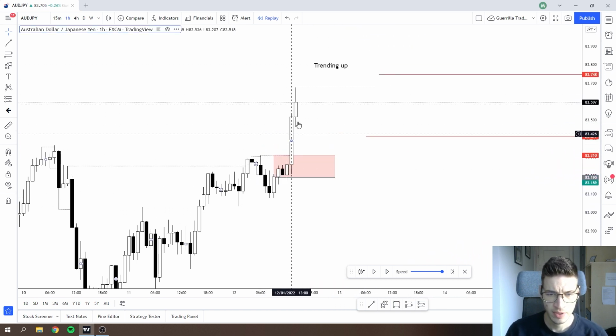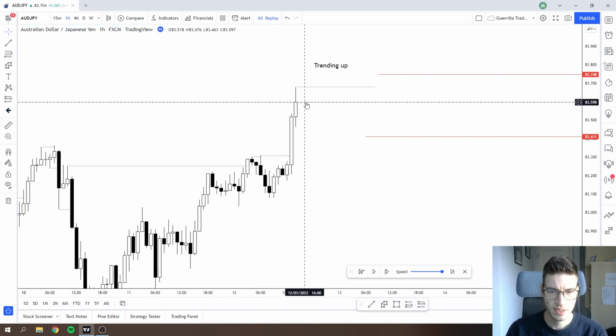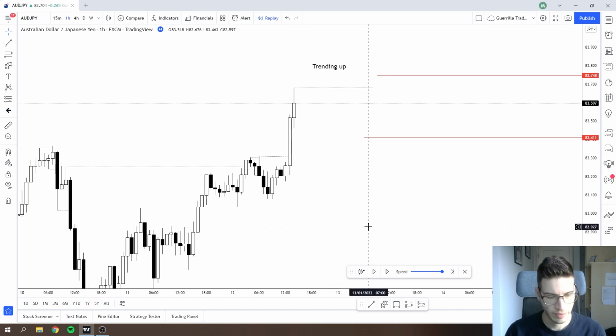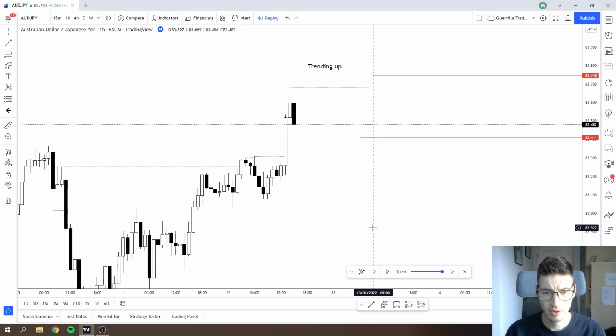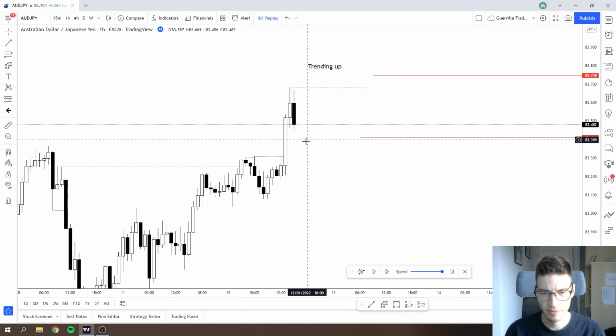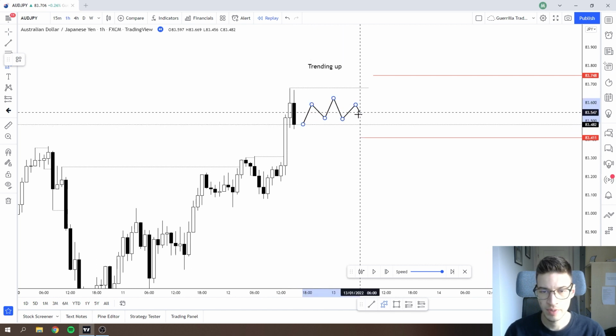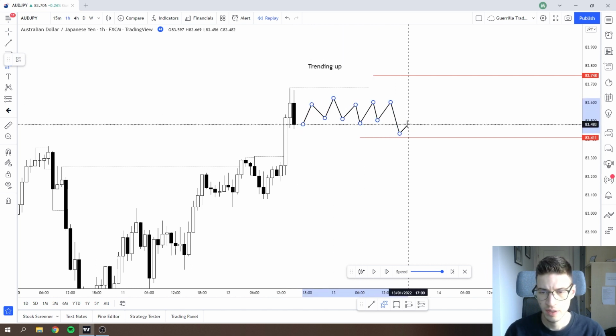Then what we got was an impulse to the upside. Let me just delete this. We got an impulse to the upside. We got a large wick. Then we got another large wick. And at this point I was seeing if we will get an aggressive retrace to the downside, or if we will get more of a range right here, and then I would maybe be looking for a long trade.